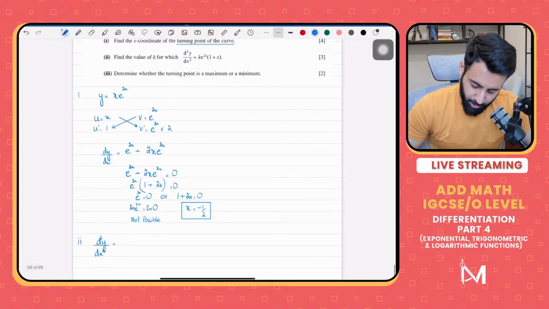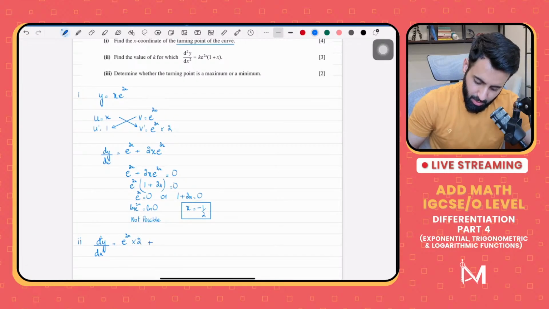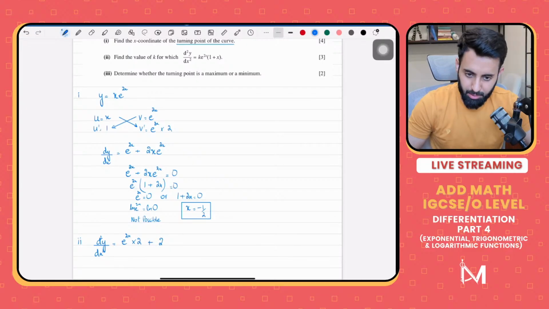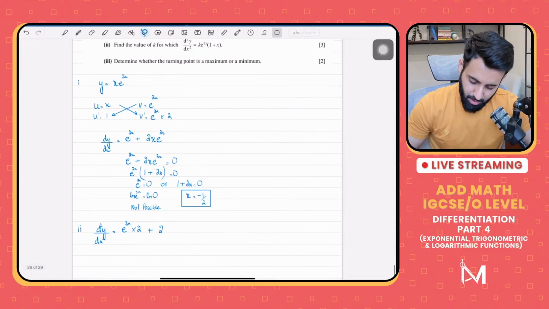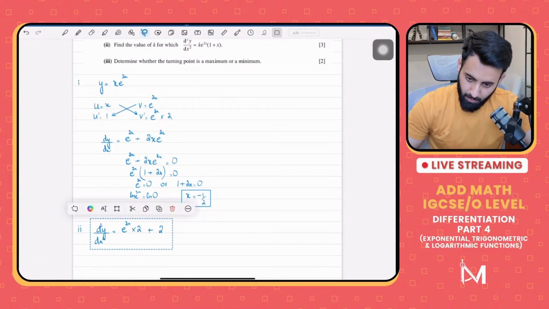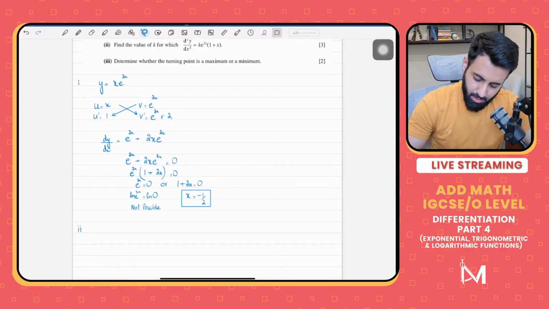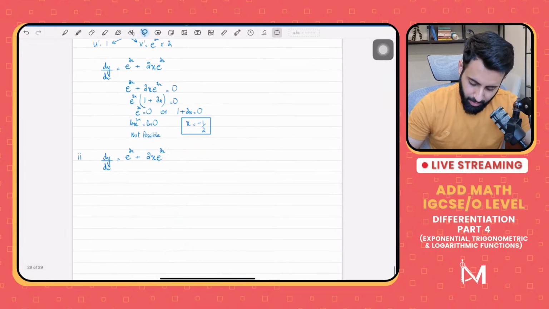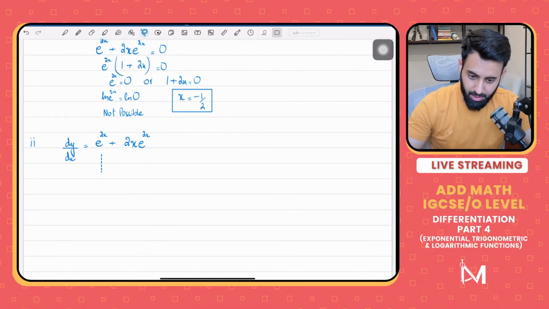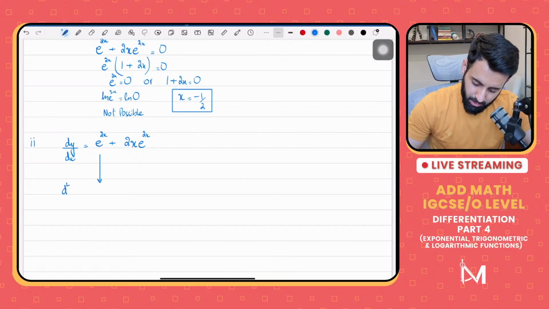So the double derivative would be e power 2x multiplied by 2 plus, now in order to differentiate 2x e power 2x, we'll have to use product rule again. Okay, so let's use this as it is. Okay, and now let's differentiate. Now when you differentiate this, you get e power 2x times 2, no problem. So d square y upon dx square is equal to e power 2x times 2.